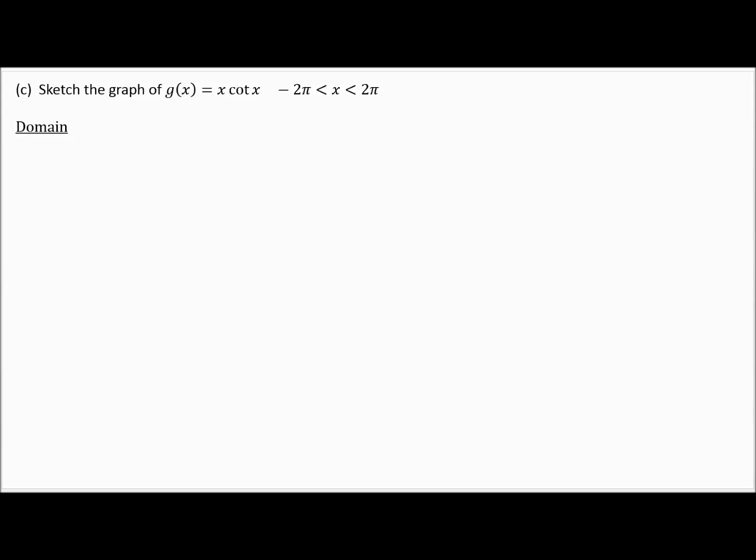So the first thing I want to do for this one though, and I should do this for every single problem we look at, we need to find the domain, the original domain of the function. Usually this is done kind of in the middle of a problem, but with a trig function we might need to take a closer look. So we've got g of x equals x times the cotangent of x.